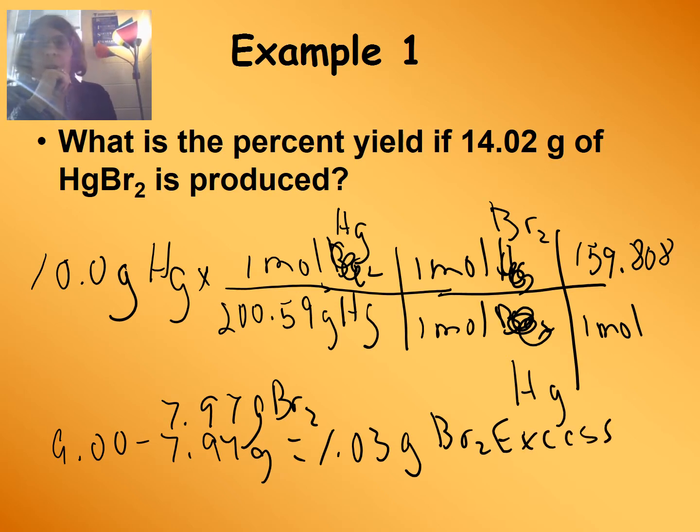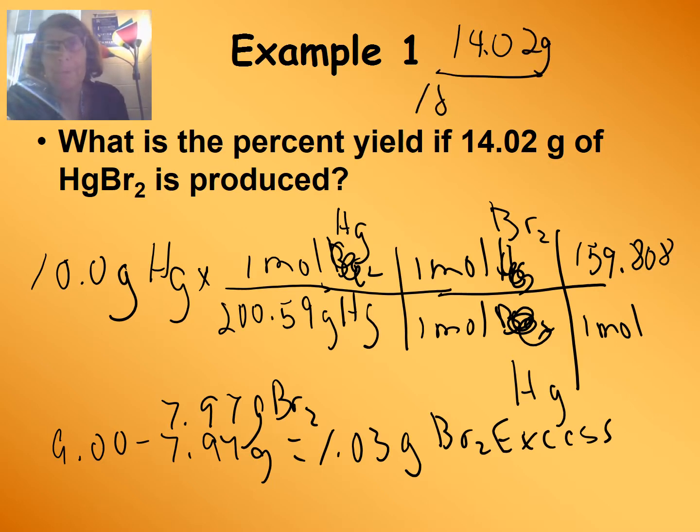So produced, so all we need is our actual. I'm going to do it up here. 14 divided by your theoretical, which is 18, times 100. So 14.02 divided by 18 times 100 is 77.9%.